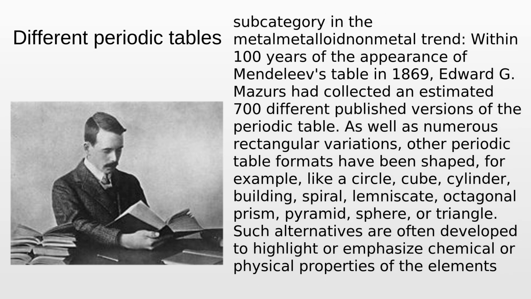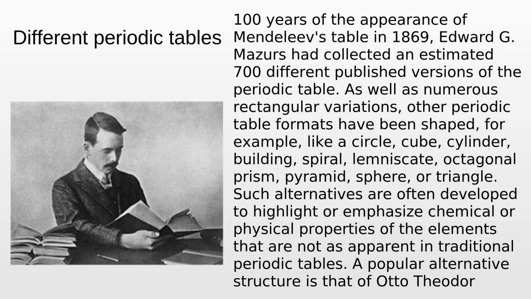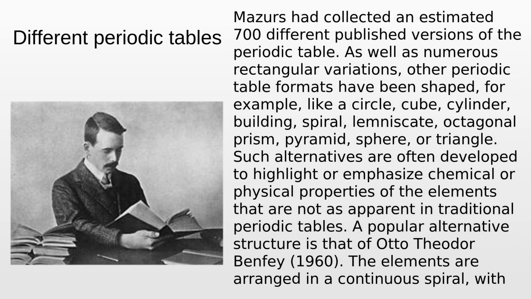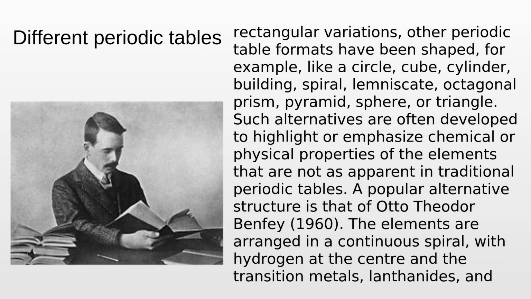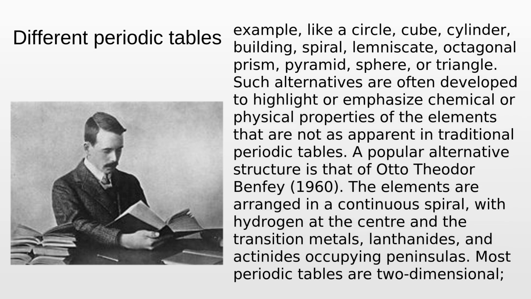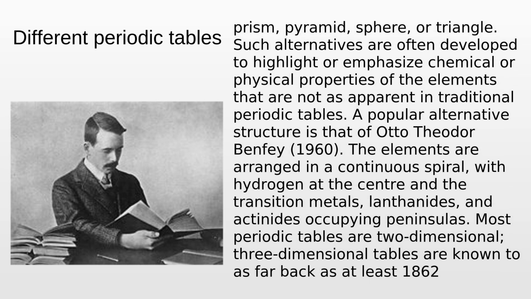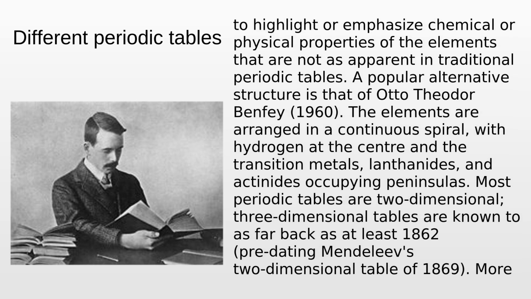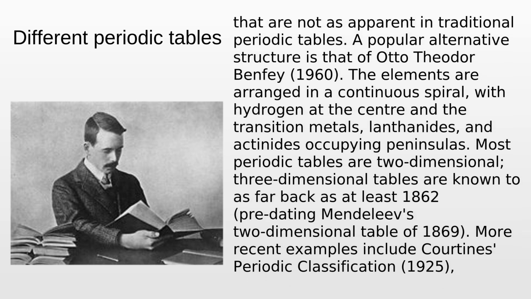Within 100 years of the appearance of Mendeleev's table in 1869, Edward G. Mazurs had collected an estimated 700 different published versions of the periodic table, as well as numerous rectangular variations. Other periodic table formats have been shaped, for example, like a circle, cube, cylinder, building, spiral, lemniscate, octagonal prism, pyramid, sphere, or triangle. Such alternatives are often developed to highlight or emphasize chemical or physical properties of the elements that are not as apparent in traditional periodic tables.